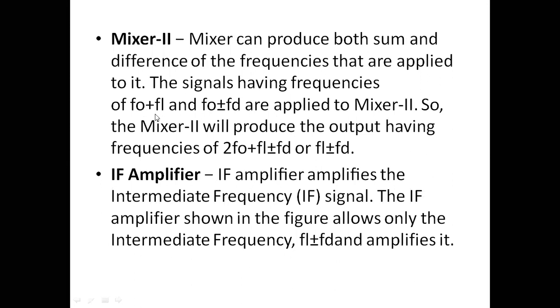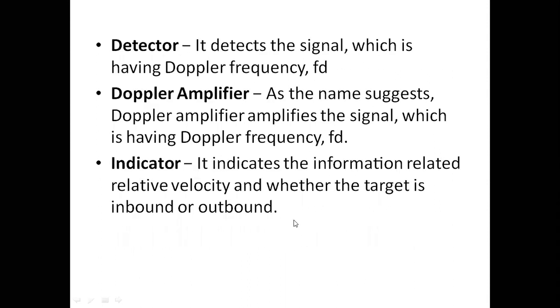It generates the sum and difference of these two frequencies. Here we have two frequencies, this is sum, this is difference. The output of the mixer is applied to the IF amplifier. The IF amplifier only passes the intermediate frequencies. It amplifies those frequencies only and rejects the higher frequencies. And next, the output of the IF amplifier is an amplified version of the signal which has the frequency fl plus or minus fd.